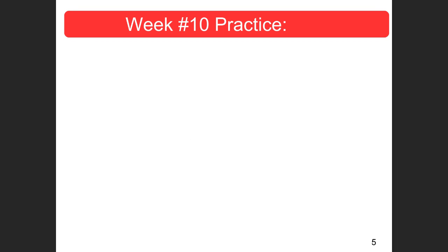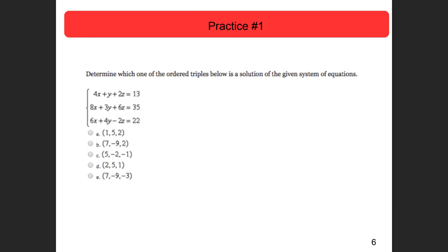This is our first practice problem. It says determine which of the ordered triples below is a solution. Now we're going to work through the whole problem, and these do take a while. In this problem the equations are already in standard form. We've got our x's, our y's, our z's all lined up, and that's what we want. We want all of our variables lined up.